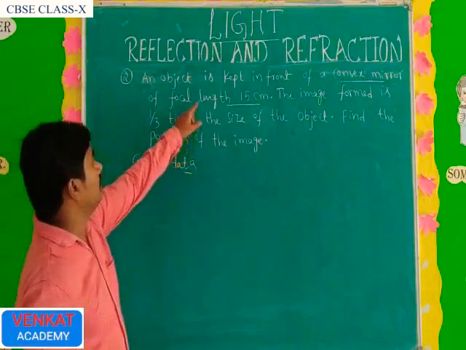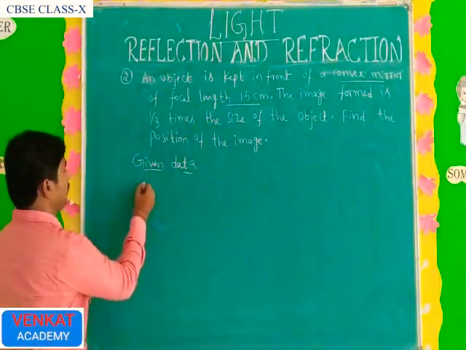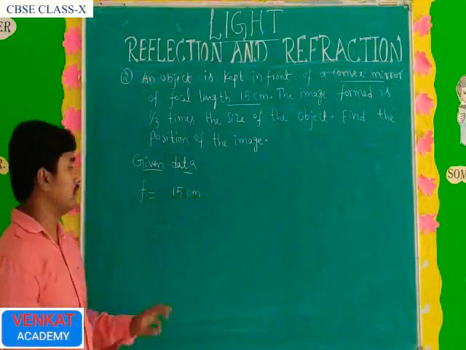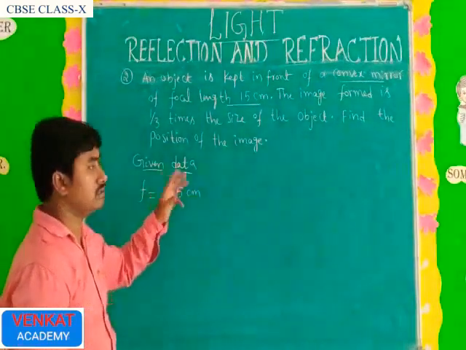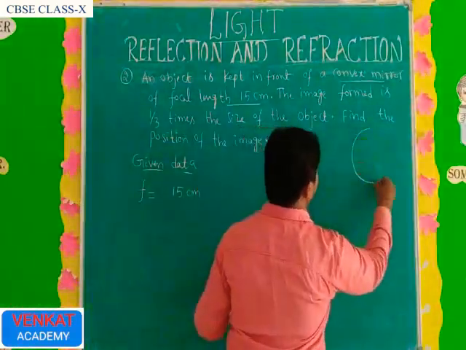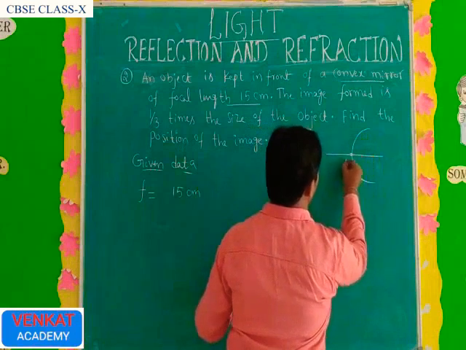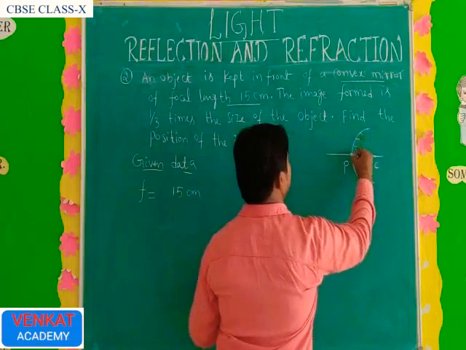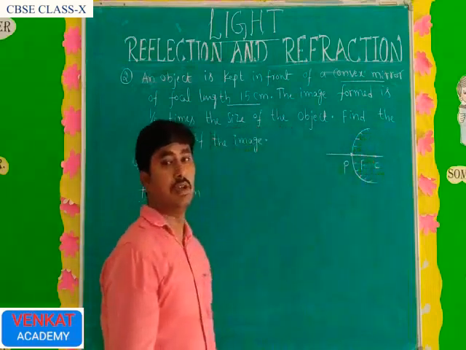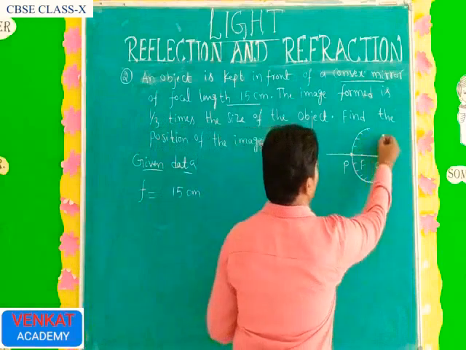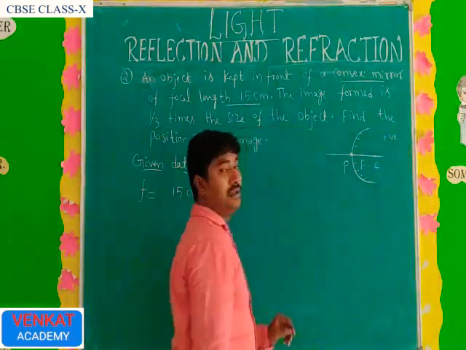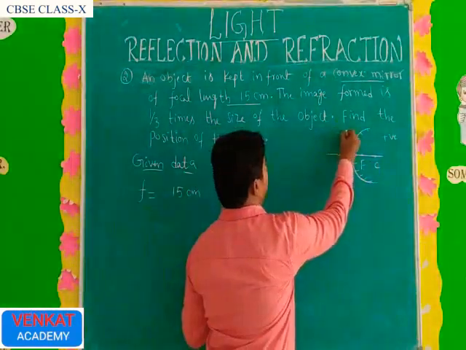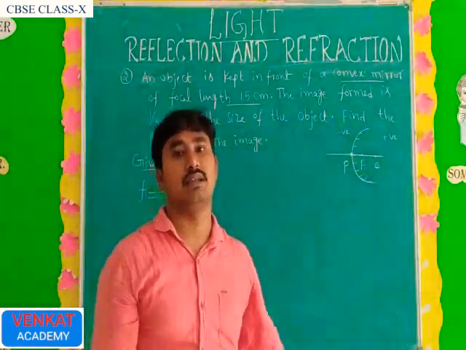Here, convex mirror focal length means f is equal to 15 centimeter. Is the 15 positive or negative? Check once here. You know very well, in the convex mirror, this is the pole, focus, center of curvature. Here the focal length is on the right side of the pole. That's why the focal length is positive. And the object is located on the left side of the pole. That's why the object distance is negative.